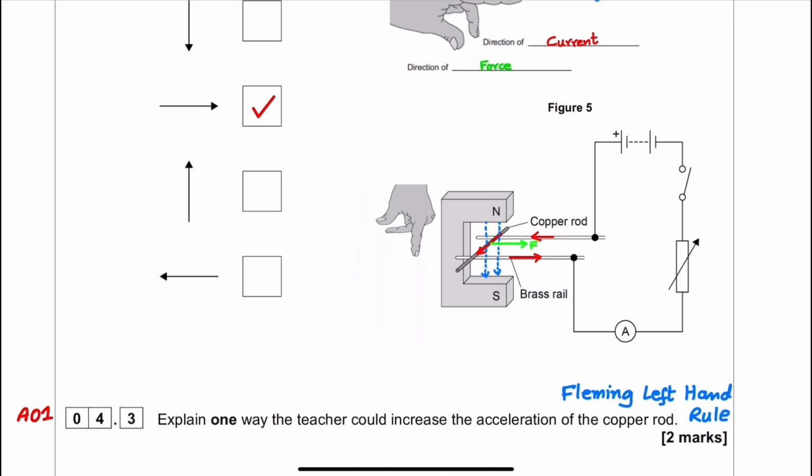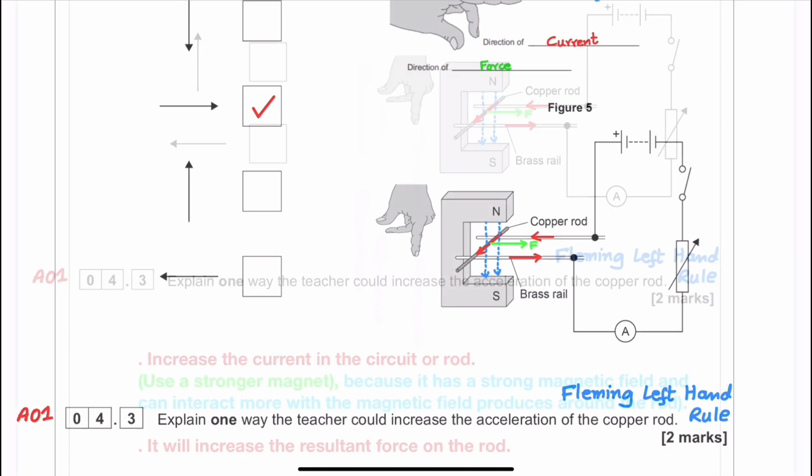The teacher can increase the current within the circuit or use a more powerful magnet. As the result of the interaction between the current and the magnetic field produced by the magnet, it will generate more force on the copper rod. Let's see the model answer.